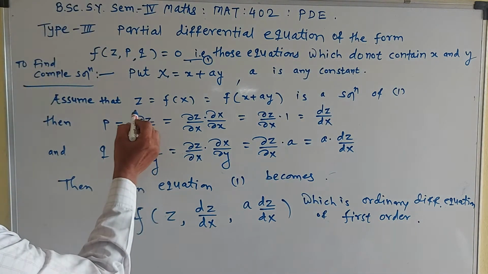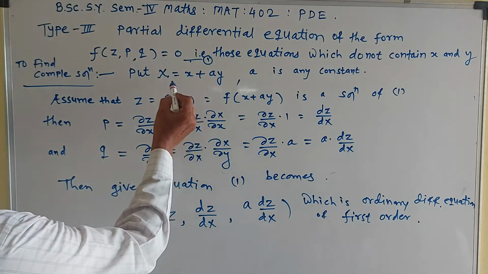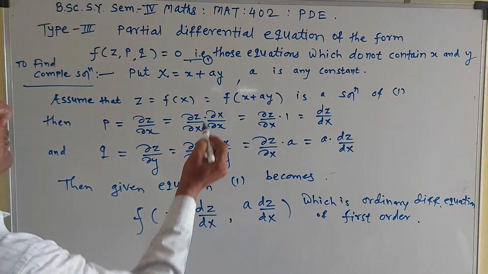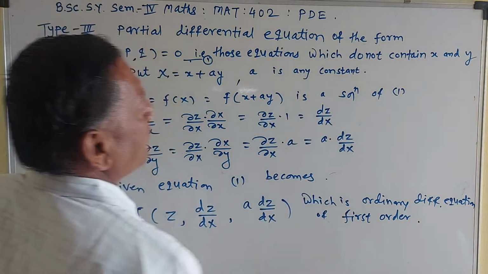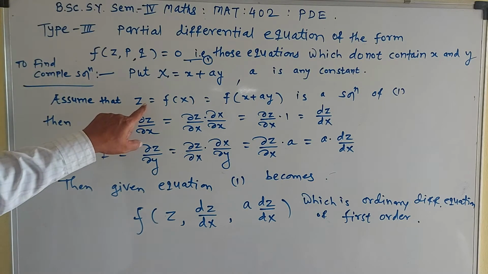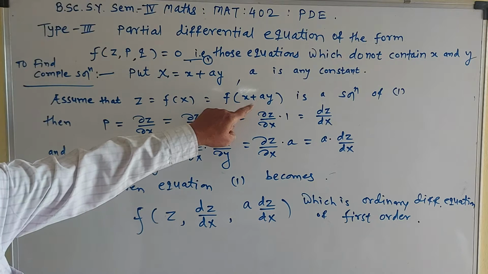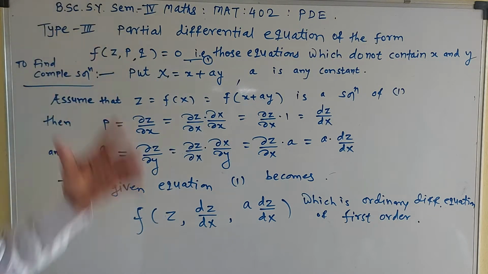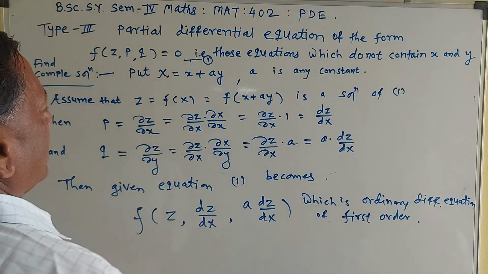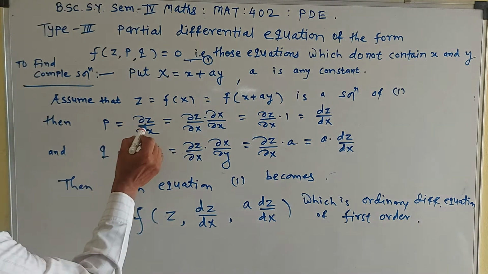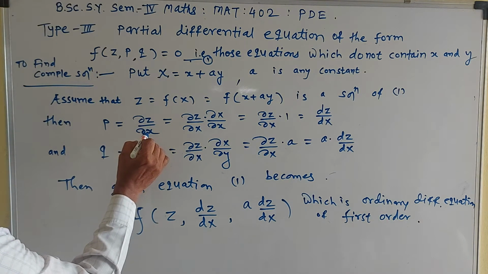Now, you assume that z = f(X), where X is x plus ay. So z = f(x + ay) is a solution of equation 1. So, what is your assumption? z = f(x + ay) is a solution of this equation. It is a solution, meaning it satisfies that equation. Then, by your definition or symbol, p = ∂z/∂x.